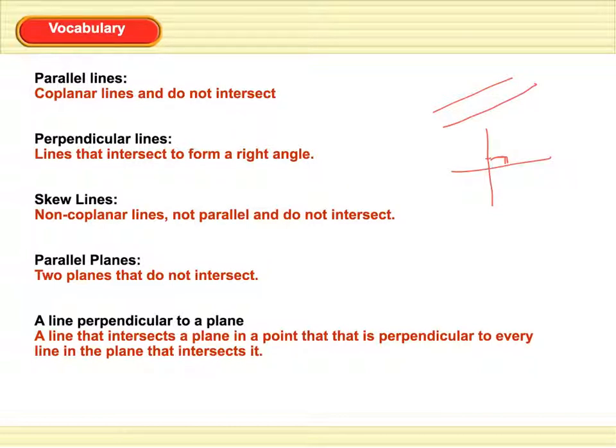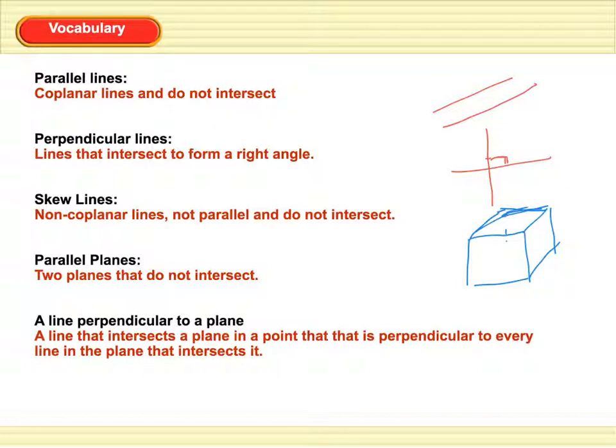Skew lines, they're a little bit complicated. Skew lines are non-coplanar lines, not parallel, and do not intersect with each other. What do we mean by that? I flunked my art class when I was 7 because I couldn't draw this box. And now I'm a lot older than 7 years old. I still cannot draw this.